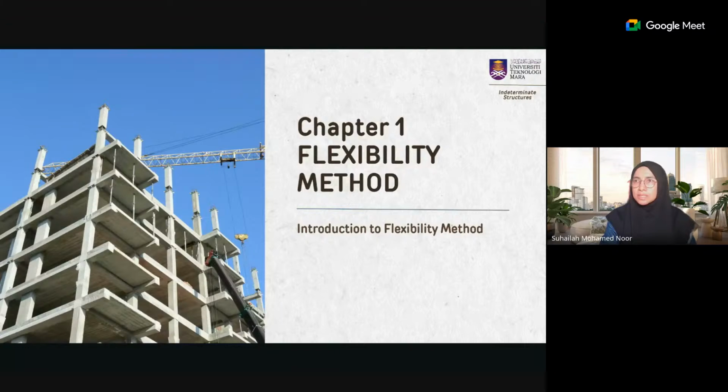Okay, so this is chapter number 1, flexibility method. For this session, I will divide into 2 parts. The first part, I will go through with you the flexibility method concept, the redundant concept, the principle of superposition, and what is primary structure and redundant structure. In the next 1 hour session, we will derive the compatibility equation, which is the equation to determine the redundant force.